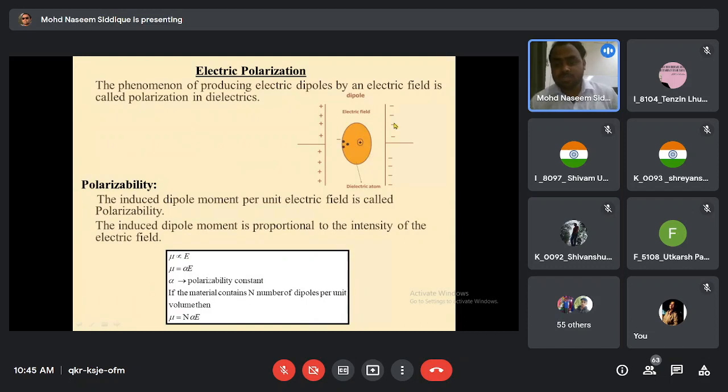As you can see in this picture, there are two plates of opposite charge, plus and minus, and we kept a dielectric atom between them. The direction of the electric field is from positive to negative. Hence the positive charge will move along the direction of the field, and the negative charge, shown by the dot, moves opposite to the electric field, hence creating the electric dipole. Thus the phenomenon of producing dipoles by an electric field is called polarization in dielectrics.